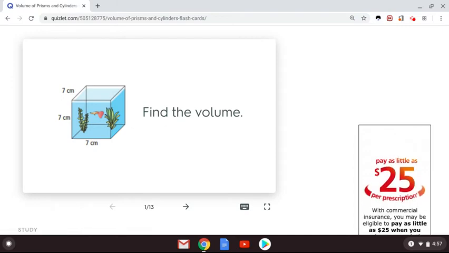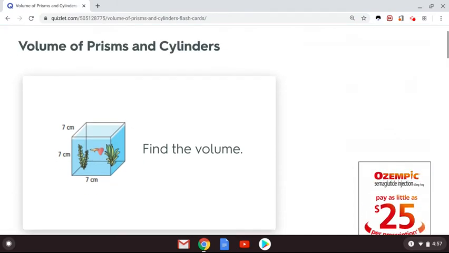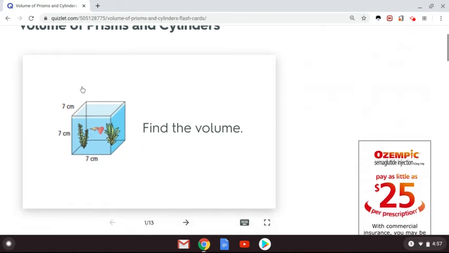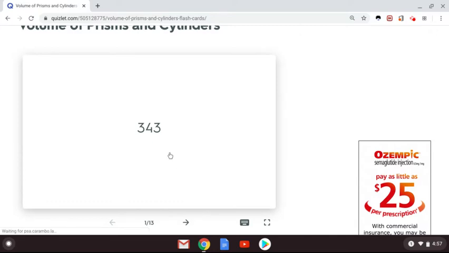So the very first one is find the volume of this tank with the following dimensions. So it's 7, 7, 7. Remember the volume is either length times width times height, or you can do the base times the height. And so that's going to be 7 times 7 times 7, which is 343. And then you check your answer, and you are correct. Okay? If you didn't, then you would go back and you try to solve this one first before you move on to the next one.